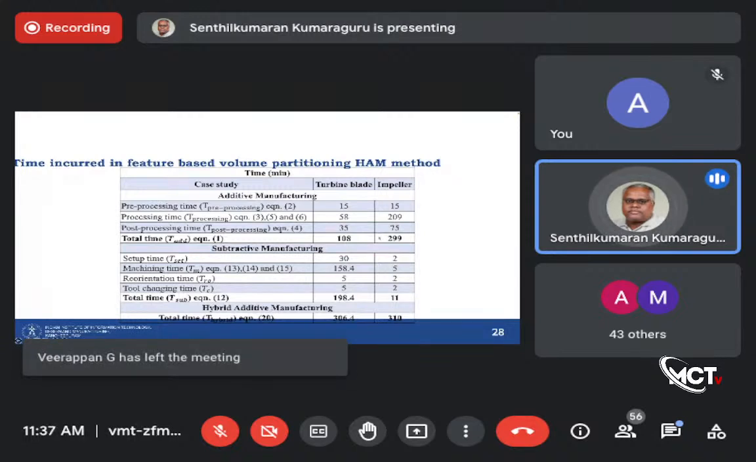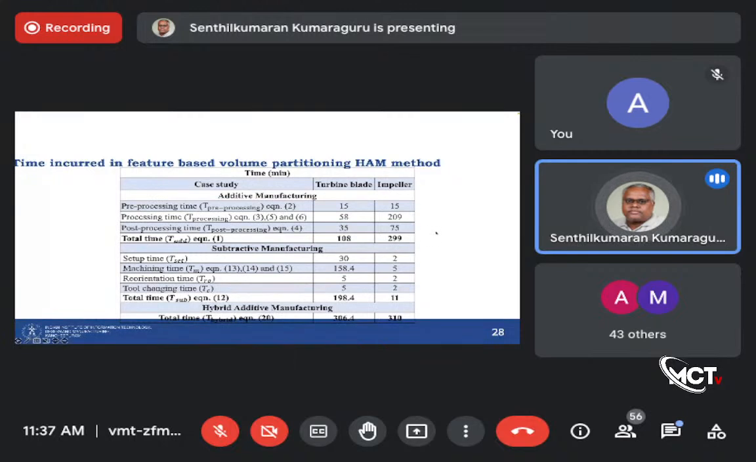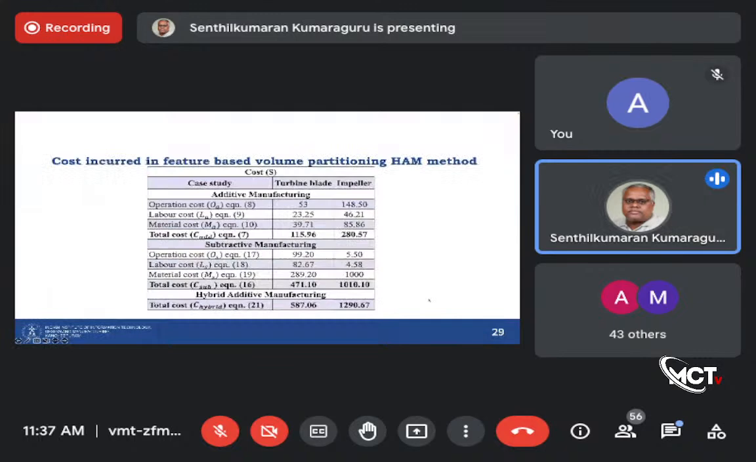The total time was something around 700 hours, right? So you can see that the total time has drastically come down, increased material efficiency, right? So this is the cost of it. You can see we had $7,000 at one time. Now it has gone down to $1,200. It was around $1,000. Now it has become 1/7 using the feature-based volume partitioning method.